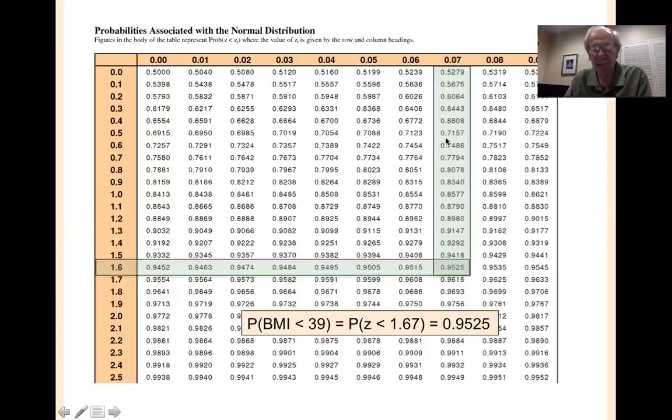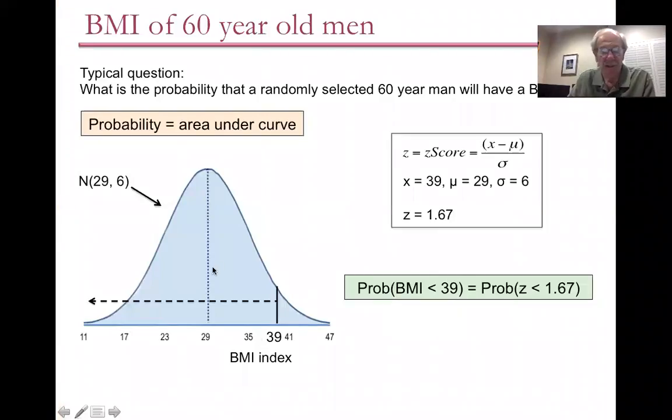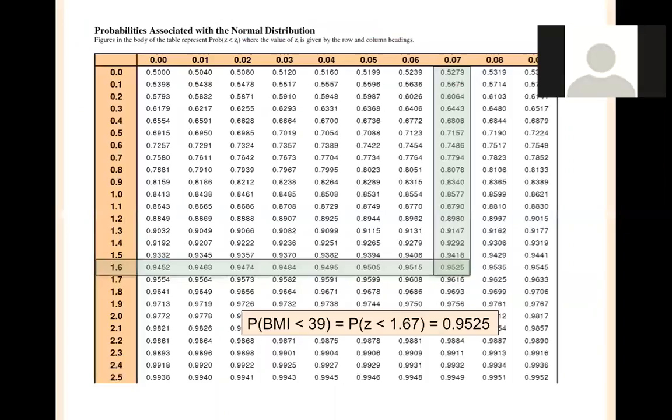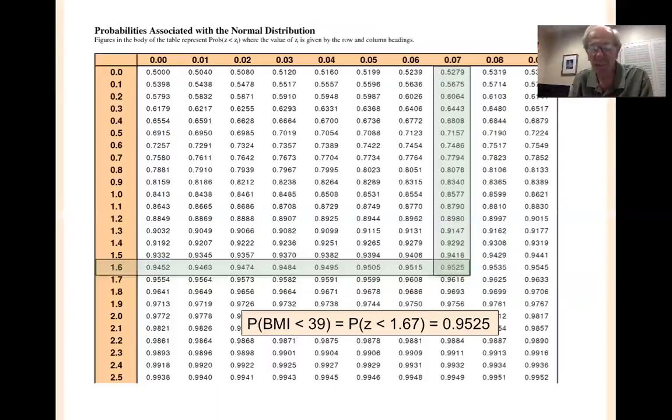And this table tells me that 0.95 or 95% of the population will be less than 39. So this whole area here represents 95% of the population. You with me? We okay? Yep, so far. Okay, good. All right, well, that's how to read the table.